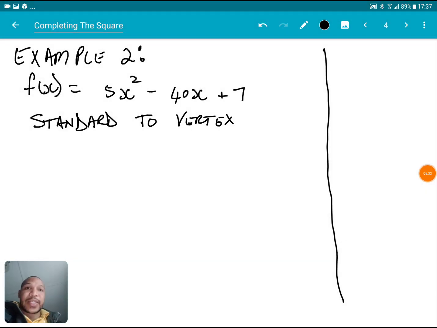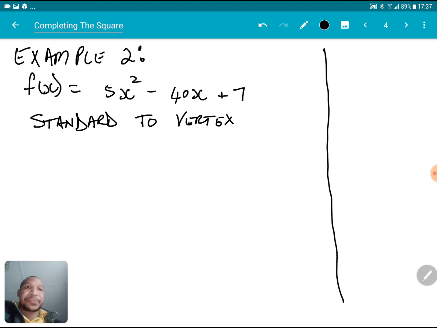Let's quickly look at another example. Remember, the first thing that we need to remember is that the coefficient of x must be 1, but we'll get to that now. Second thing is standard form to vertex form. Third thing is that we need to set the equation to 0 and solve for x. In this case, my coefficient isn't 1.